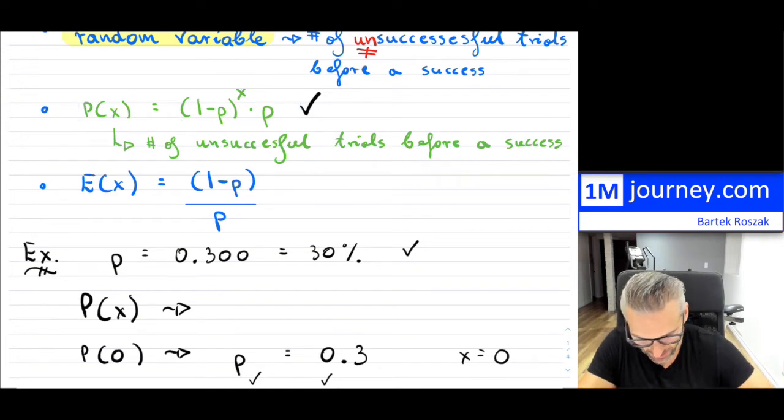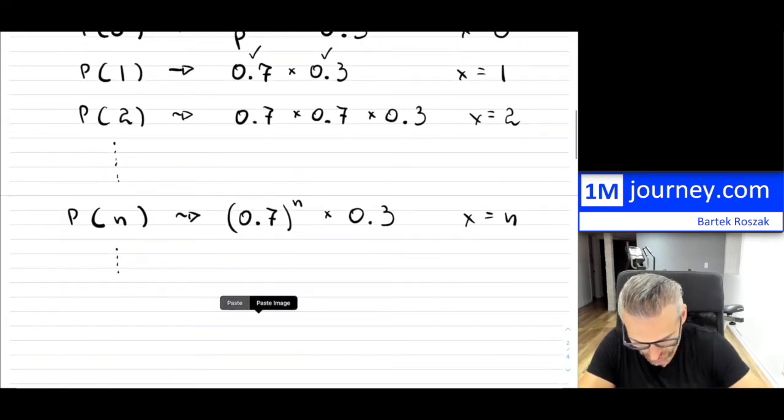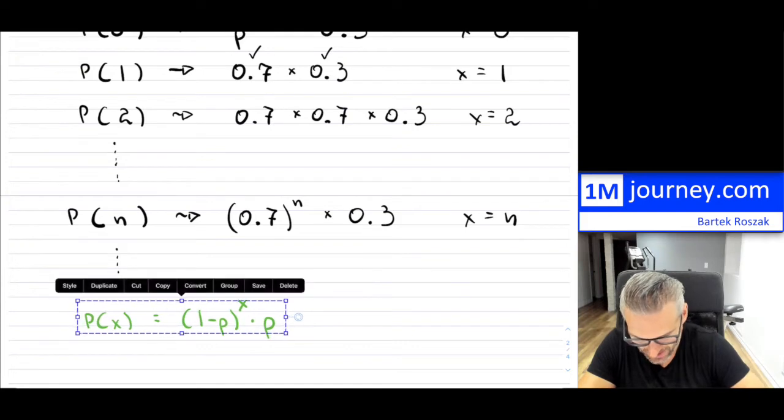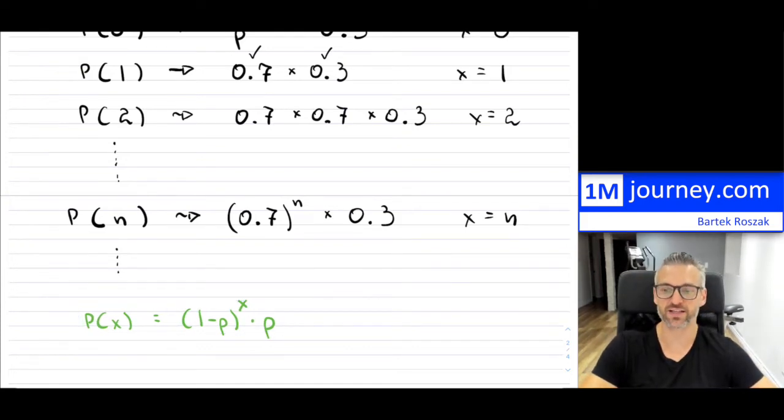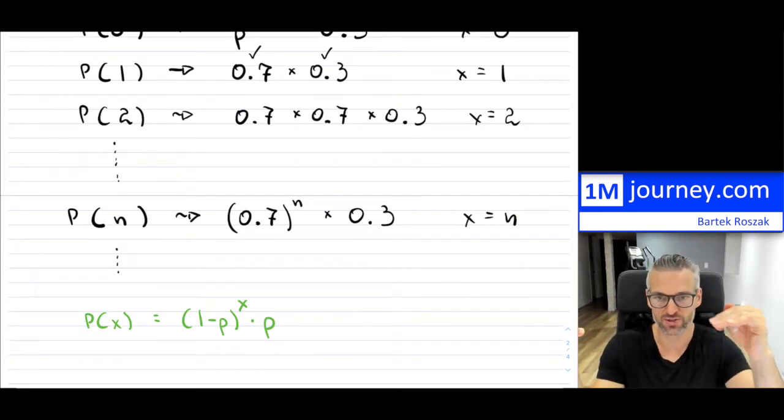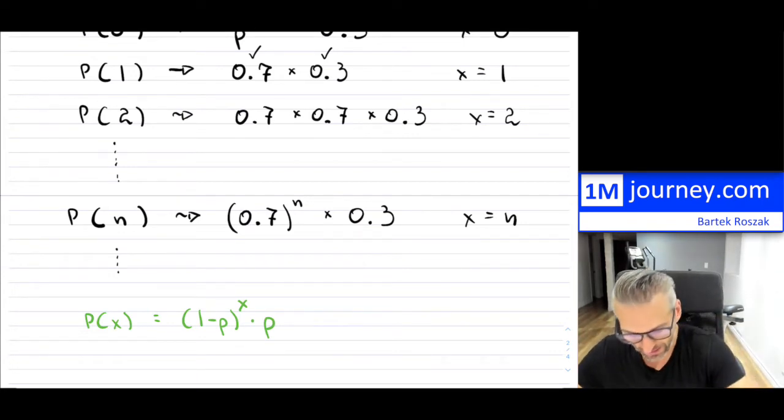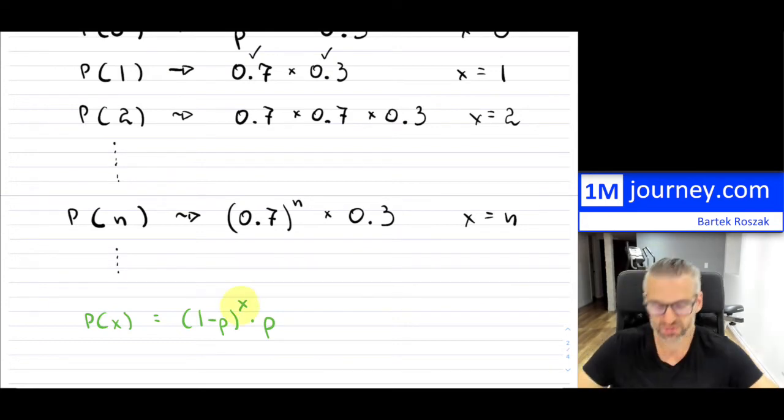So if I'm going to copy this, I'll bring it down. This is in general what happens: P of X for any number of unsuccessful trials is going to be 1 minus P. In our case, P was 30%, so 1 minus 30% is 0.7, to the X, which is the number of unsuccessful trials. So you can have 0 unsuccessful trials, 1 unsuccessful, 2, and so on. And the probability as you multiply these is going to get smaller and smaller. And this right here makes it exponential.